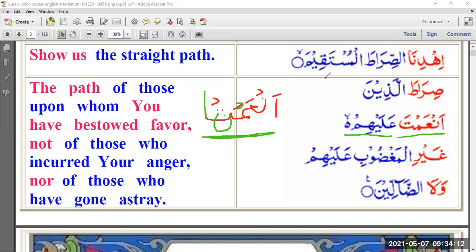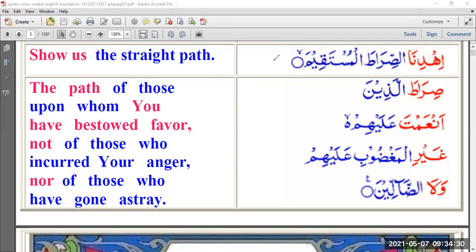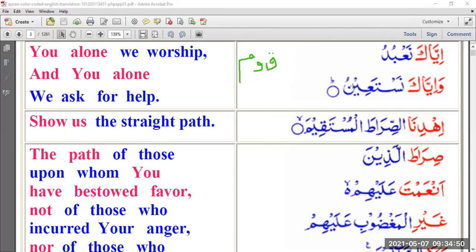That is ismul fa'il, and this is from Bab Istifal, and the root word is qaf waw meme. Which bab is this? This bab is Istifal, like the one we had done for nastain, exactly the same bab.